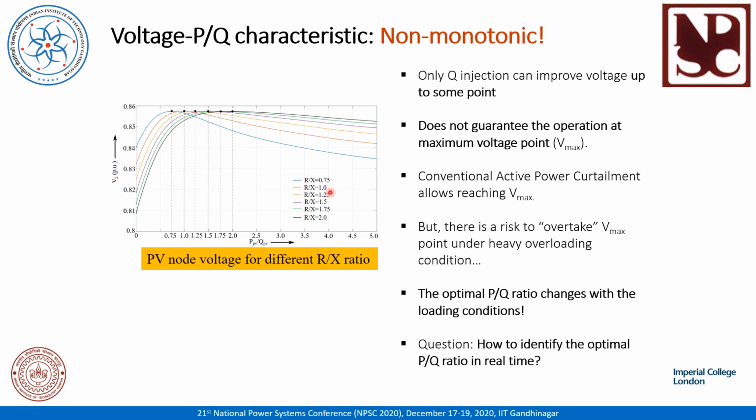The conventional active power curtailment technique can achieve the Vmax point. However, in that case, as the active power curtailment is done in an open loop manner, there is a risk to overtake this Vmax point under heavy overloading condition. So, only the optimal P by Q ratio, which is equal to the R by X ratio, can achieve this Vmax point. However, this P by Q ratio changes with the loading condition. Therefore, the question is how to identify this optimal P by Q ratio under variable loading condition in real time.